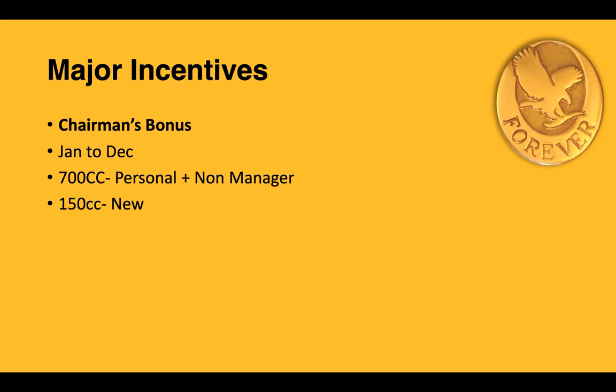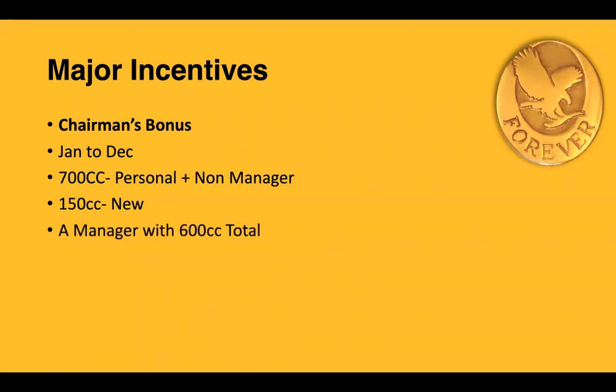And you don't have to worry about how to track all these things. With FLP 360, you can track all the incentives. You just log into FLP 360 and you can see where you are on Forever to Drive, where you are on Global Rally, where you are on Chairman's Bonus, and so forth.